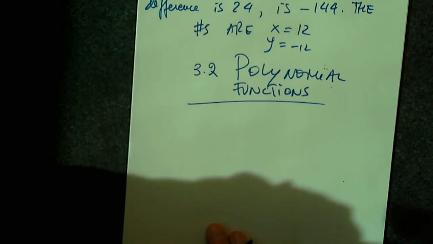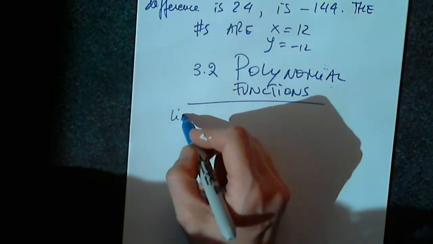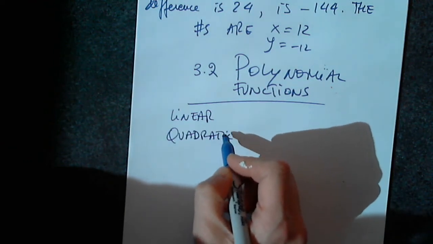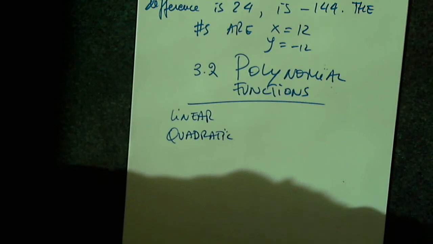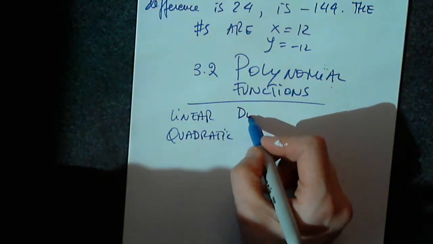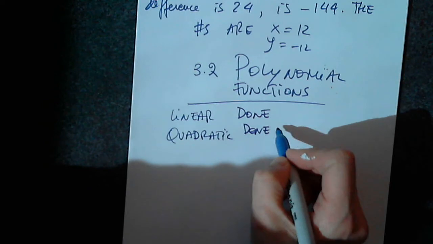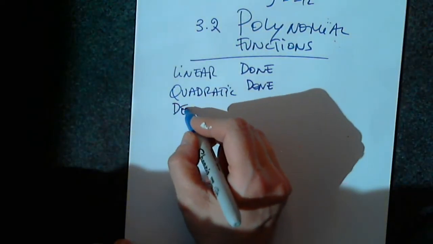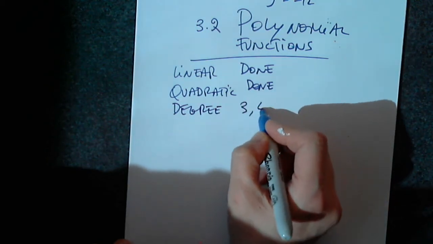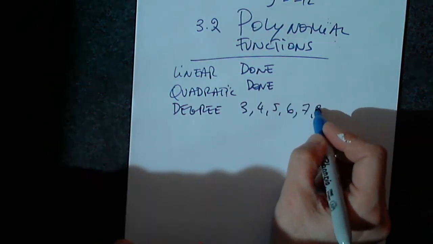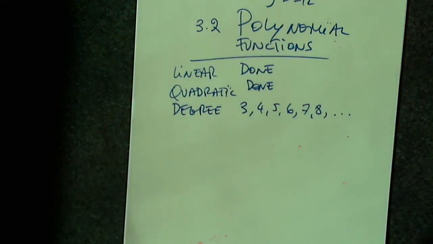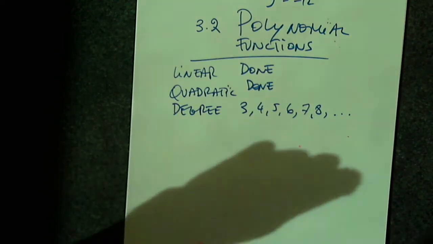Okay, and you can say, what about linear and quadratic? Aren't they polynomials? Yes, but these were done. We're not really talking about linear and quadratic here. We are talking about degree 3, 4, 5, 6, 7, 8, etc. We're not talking about degree 1. We're not talking about degree 2. We're starting with degree 3, 4, 5, 6, etc.